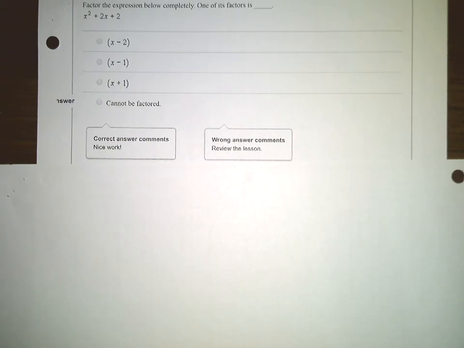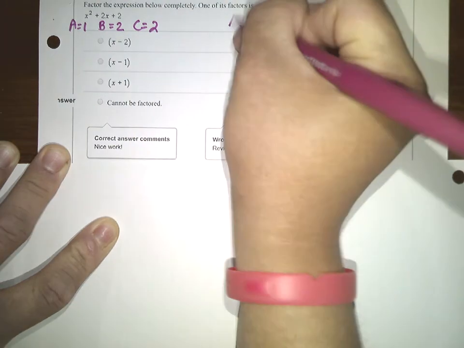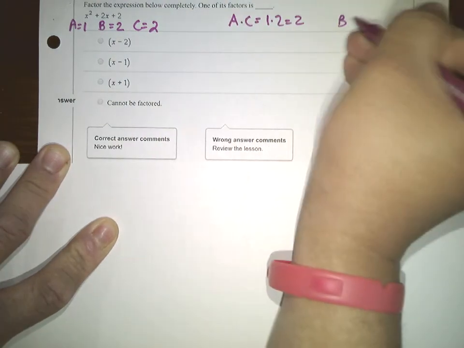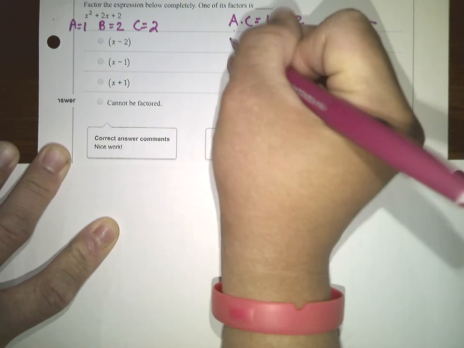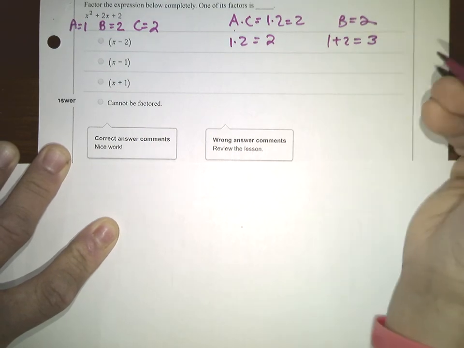So for this problem here, we have x squared plus 2x plus 2. So a is 1, b is 2, c is 2. So a times c is 1 times 2, 2, and b is 2. So 1 times 2 is 2, but 1 plus 2 is 3.